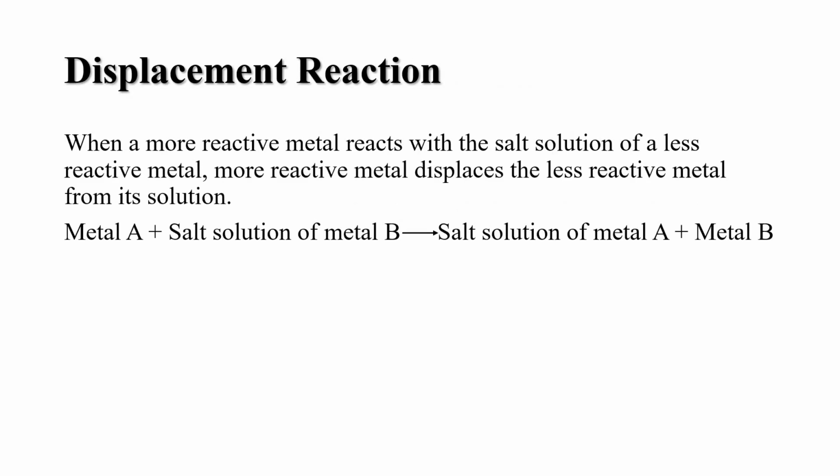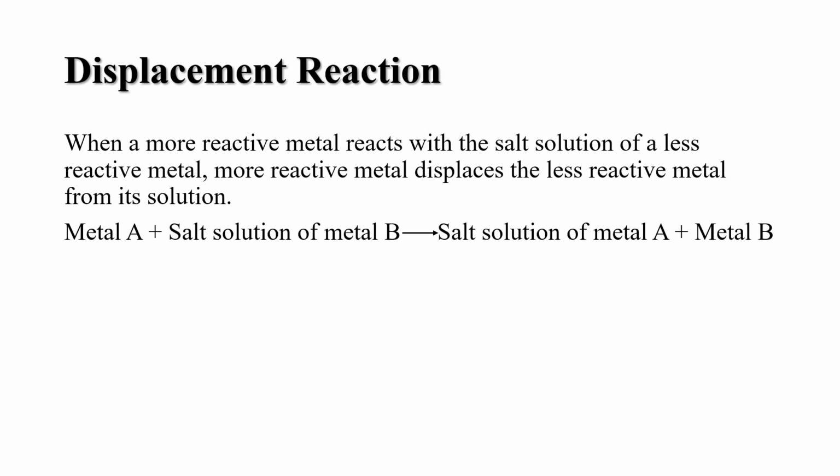And students, did you know about displacement reaction? Let us understand it. When a more reactive metal reacts with a salt solution of a less reactive metal, the more reactive metal displaces the less reactive metal from its solution. And this can be understood through the following equation: metal A plus salt solution of metal B gives salt solution of metal A plus metal B. In the above equation, metal A is more reactive than metal B, and thus metal A displaces metal B from its salt solution, and this is the displacement reaction.